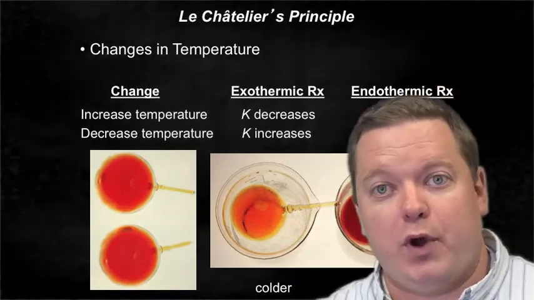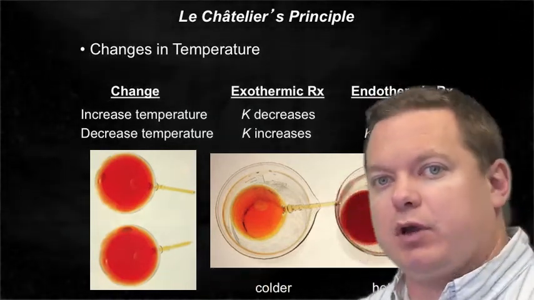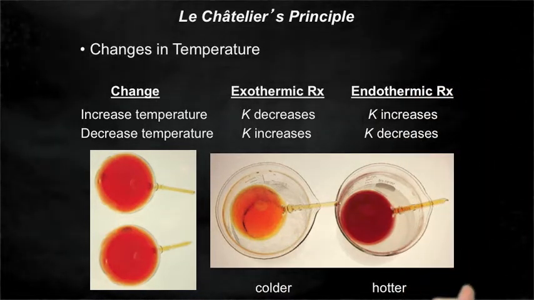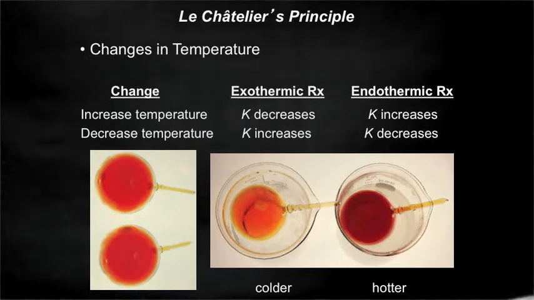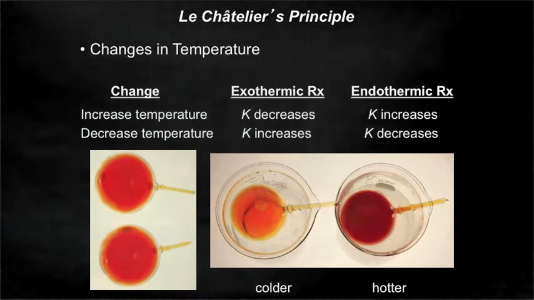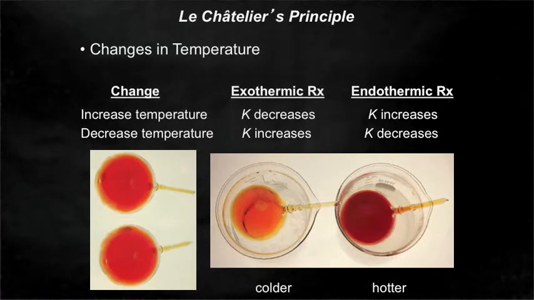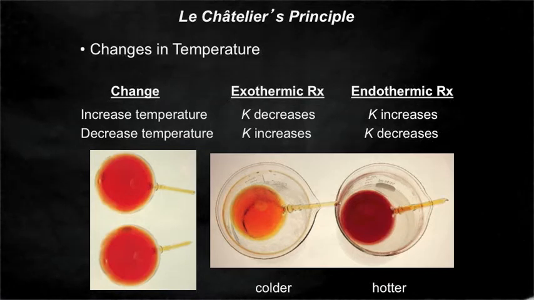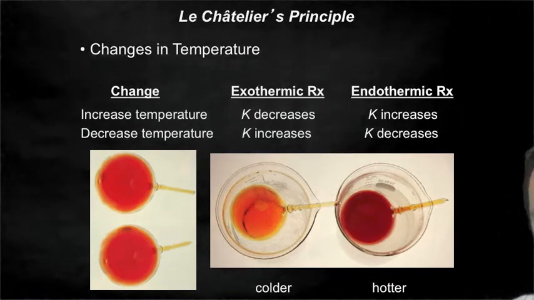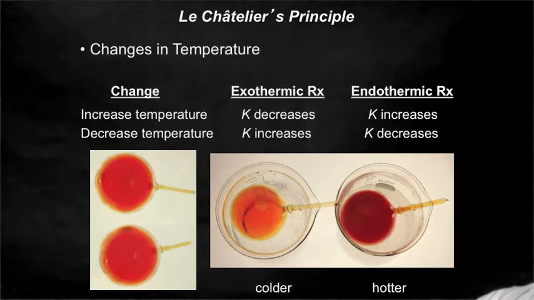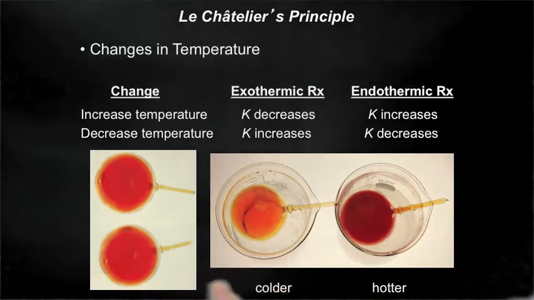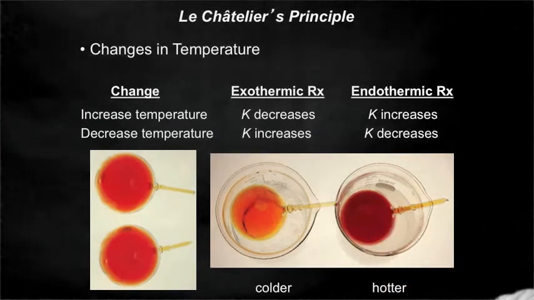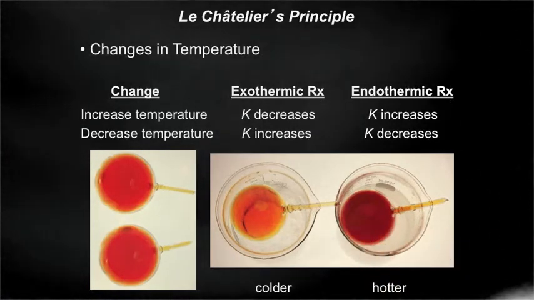So the direction it shifts is going to be directly related to whether this is an endothermic or exothermic reaction. So if we increase the temperature for an exothermic reaction, K is going to decrease. Remember, when we talk about endothermic versus exothermic, we can treat heat as either a reactant or a product. In an exothermic reaction, that is a product. So if we're increasing the temperature, increasing the amount of heat, we would essentially be increasing the amount of product. So we're going to cause K to decrease. We're going to shift away from that increase.